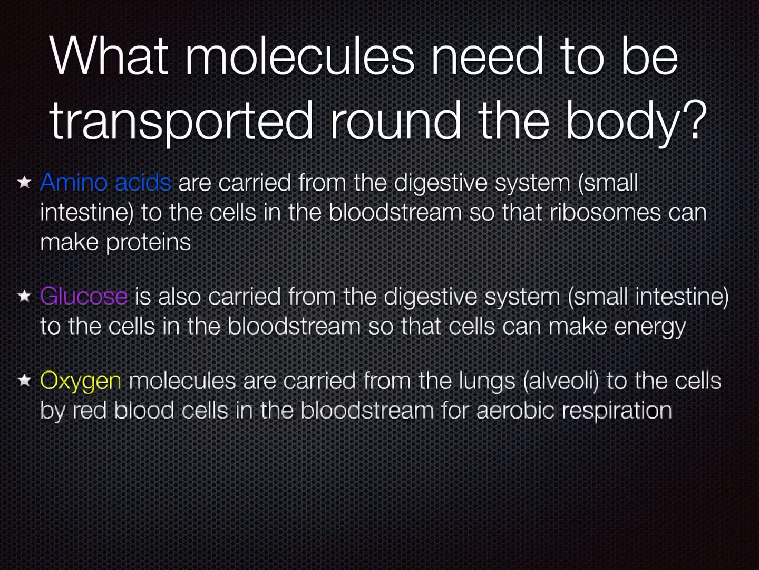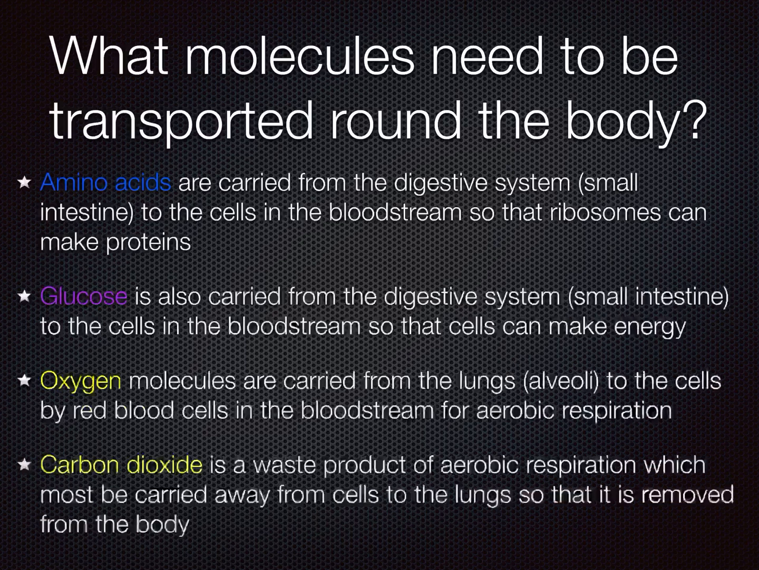Oxygen then is carried from the lungs, specifically the alveoli, to the cells by red blood cells. Okay, so these red blood cells in the blood carry the oxygen. Now our cells need this for aerobic respiration. That's part of the process of cells making energy from the glucose, but when there's oxygen present, they can do aerobic respiration in the mitochondria and make many more ATP, energy.